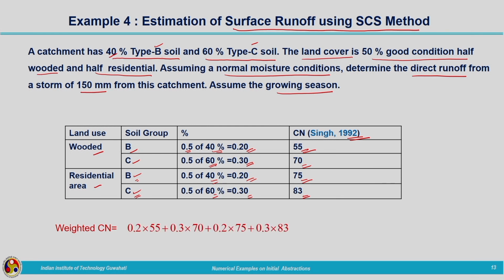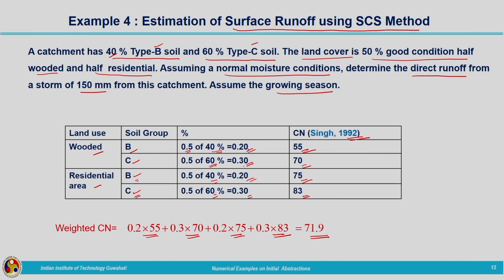We have 4 different groups, 2 types of soil and 2 types of land use areas. Based on that, we have different percentages of land area with different curve number values. So, we need to calculate the weighted curve number value. The weighted curve number can be calculated as 0.2 multiplied by 55, 0.3 multiplied by 70, 0.2 multiplied by 75, 0.3 multiplied by 83. All will be summed up to get the weighted curve number. It comes out to be 71.9.